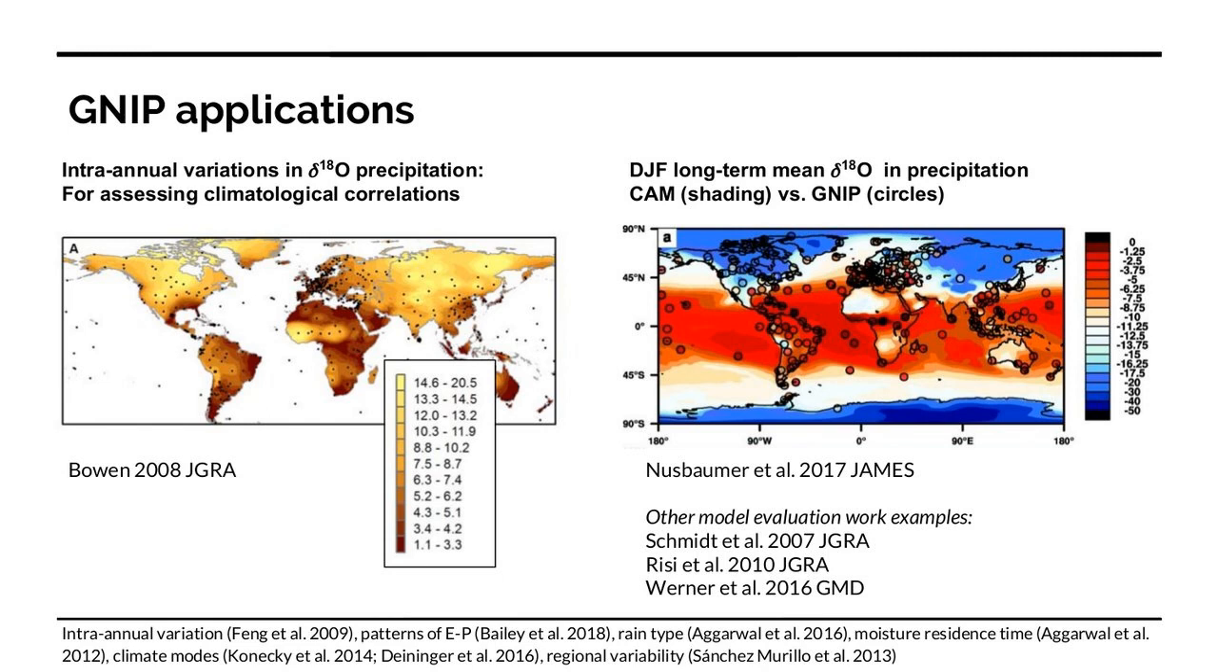And then also on the left, an example more of trying to understand spatio-temporal variability and its climatic drivers. This is work from Gabe Bowen looking at the intra-annual or seasonal variations in O18 of precipitation, taking the GNIP data, which are shown by the black dots, and then interpolating them in a map-like sense to fill in the continents with these shaded colors.